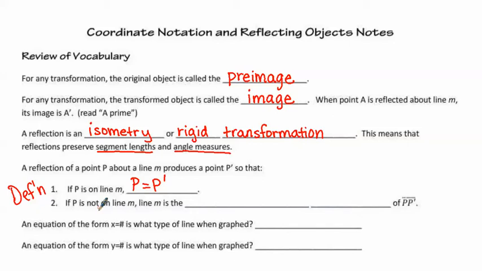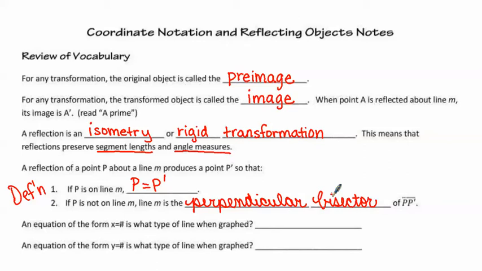If P is not on line M, then the line is the perpendicular bisector of the segment PP prime. Remember what perpendicular means. Perpendicular indicates that we have right angles formed, and bisector tells us that some segment has been intersected at its midpoint. So in this case, where the line and the segment connect will be the midpoint of that segment, creating two smaller segments that are congruent to one another.